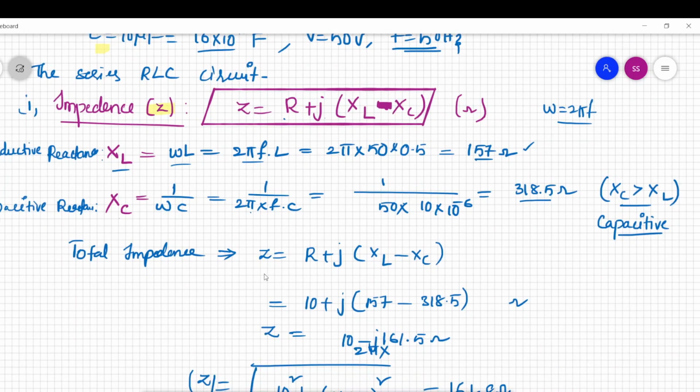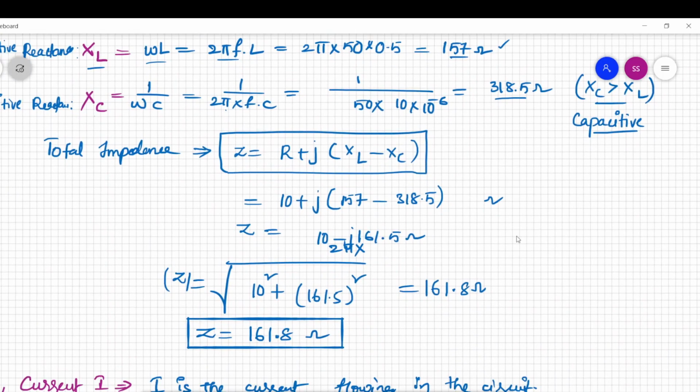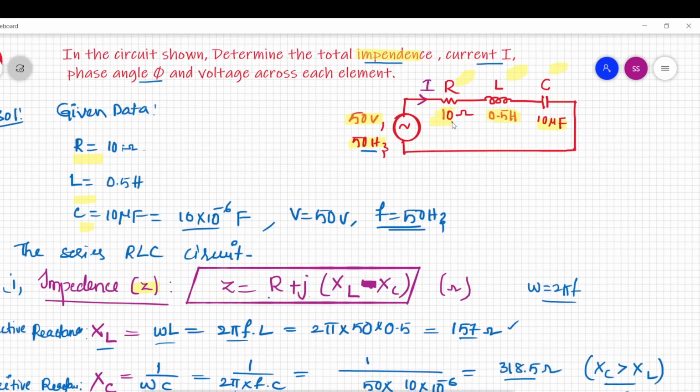Now let us find the total impedance, that is Z equals R plus j into XL minus XC. After substituting the values, we get Z equal to 10 minus j into 161.5 ohms. To find the magnitude of the total impedance, it is the square root of 10 square plus 161.5 square. So the total impedance is 161.8 ohms. So we have found the total impedance offered by these three elements.